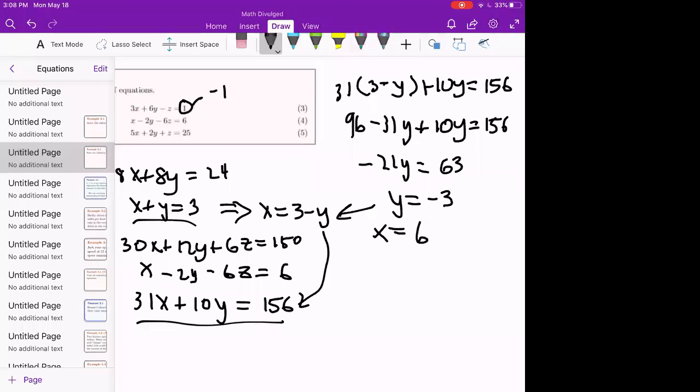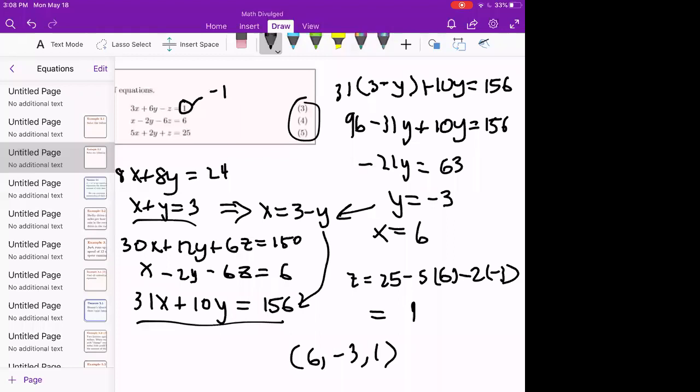And then we can plug both of these values back into any of the original 3 equations here. Let's plug it into equation 5, for example. So we get that z is equal to 25 minus 5 times x, which is 6, and we subtract 2 times y as well, which is negative 3. And this will give us z is equal to 1. So our final solution would be 6, negative 3, 1 for x, y, z.